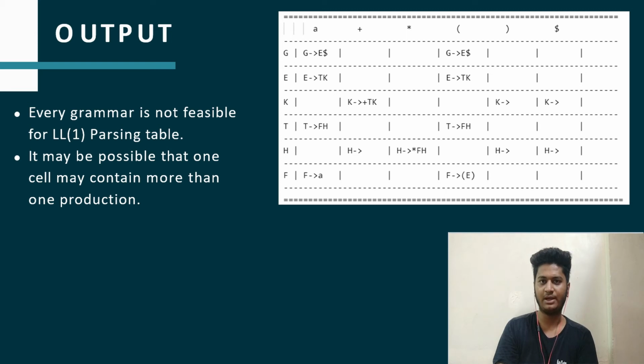It can be possible that a cell can have more than one production.